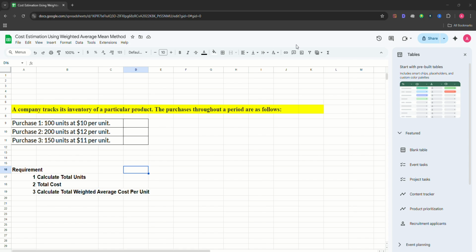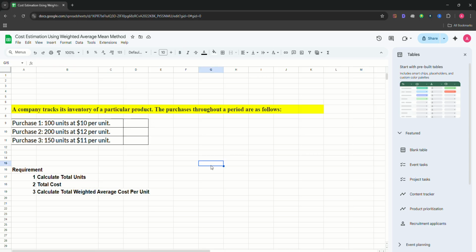Today I am going to show you how you can calculate cost using the weighted average mean method. So let's get started. For calculating cost using the weighted average mean method, what do we need to do first? In this question, these are the requirements: I need to calculate total units, then total cost, and then the total weighted average cost per unit. So let's fulfill all the requirements.